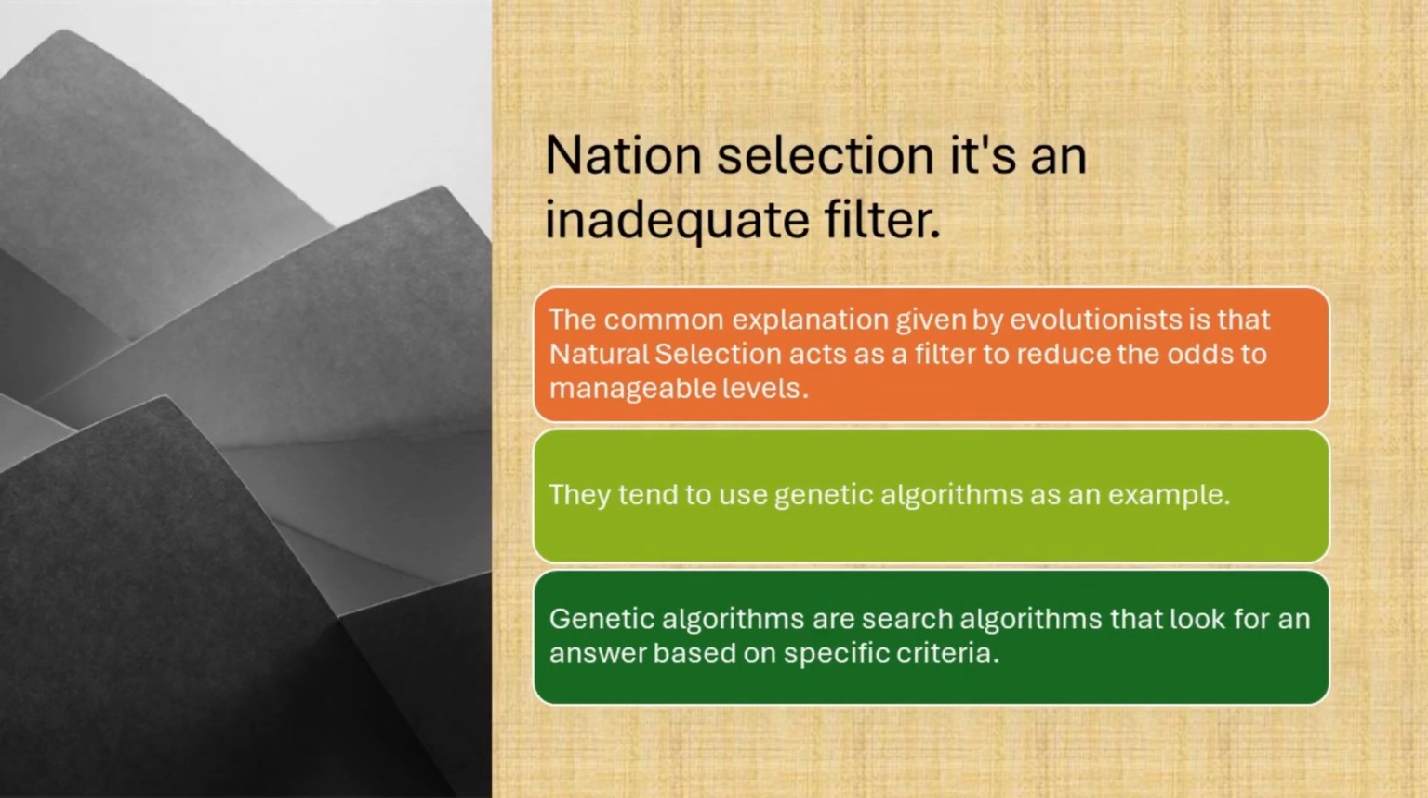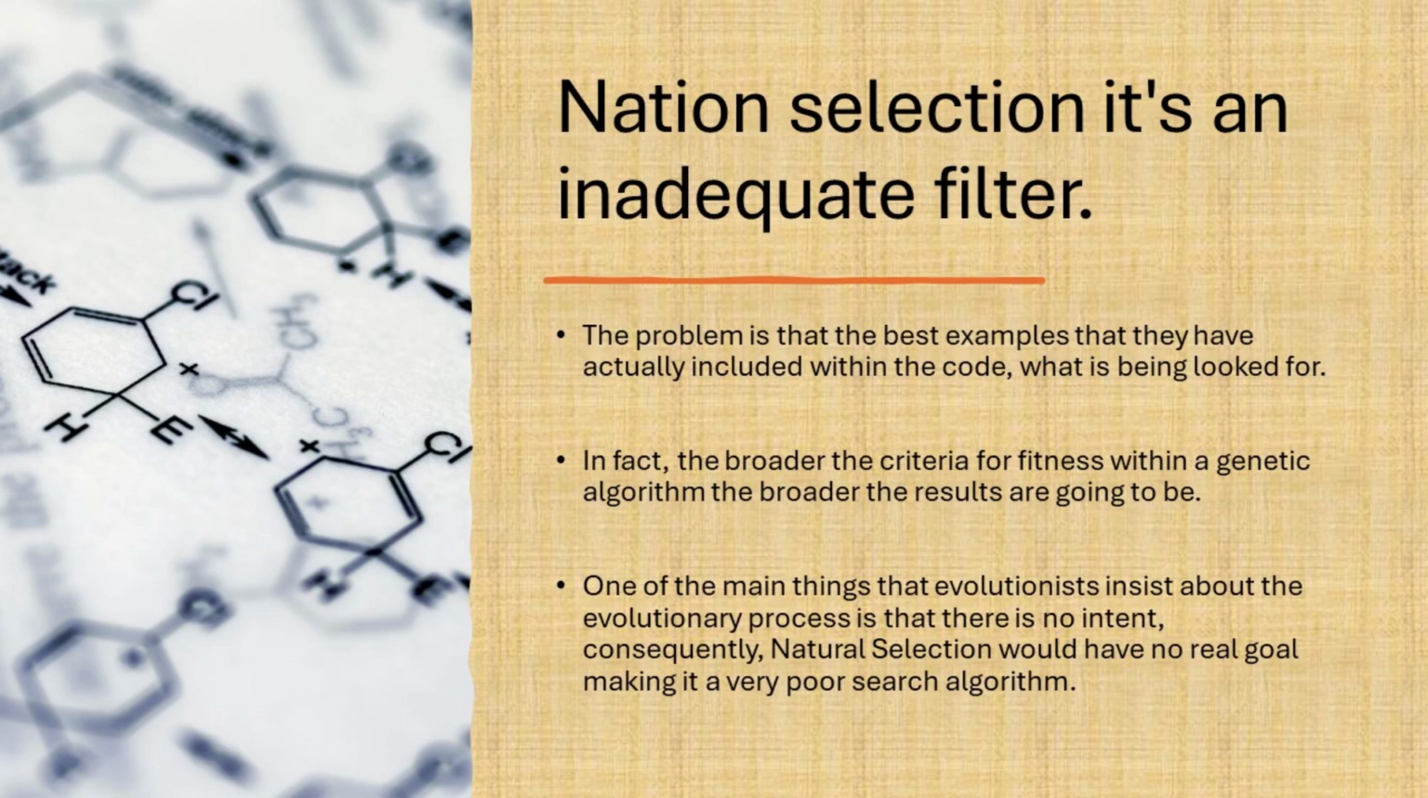The common explanation given by evolutionists is that natural selection acts as a filter to reduce the odds to manageable levels. They tend to use genetic algorithms as an example. Genetic algorithms are search algorithms that look for an answer based on specific criteria. The problem is that the best examples that they have actually included within the code what is being looked for. In fact, the broader the criteria for fitness within a genetic algorithm, the broader the results are going to be.